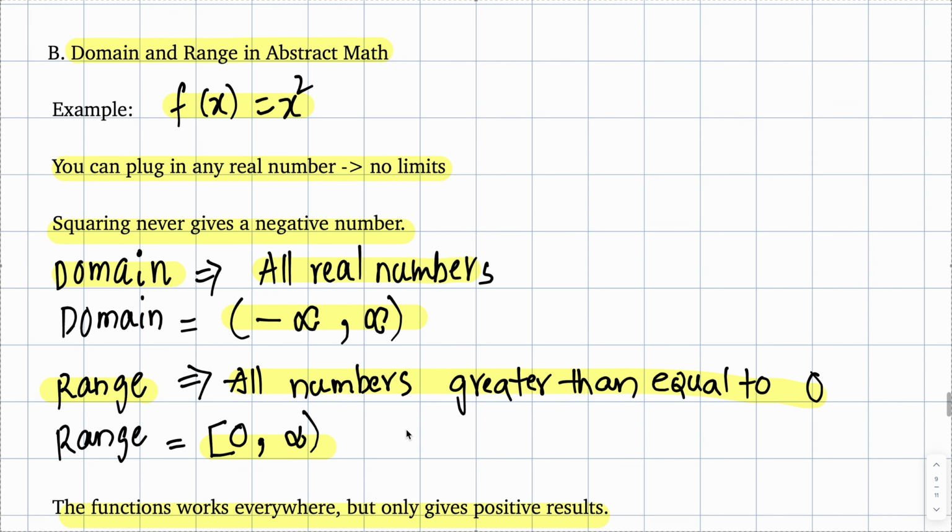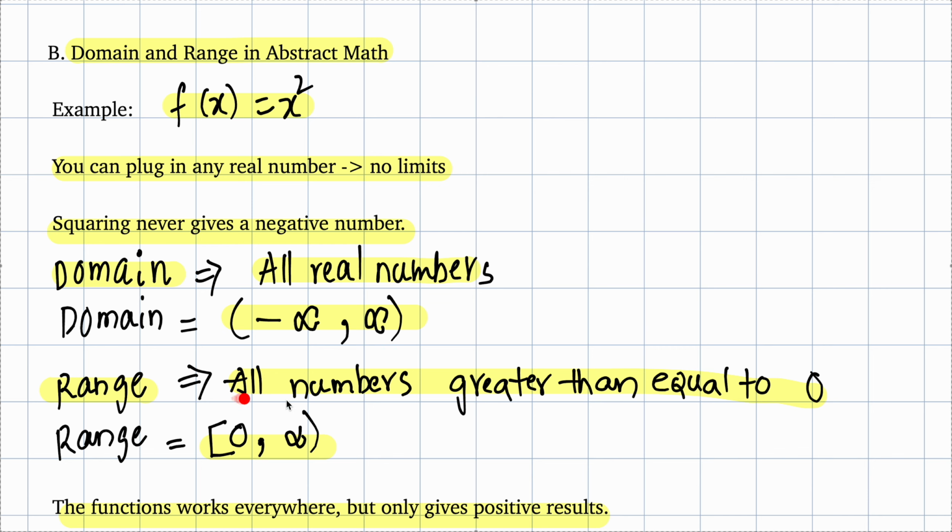Domain and range in abstract math. Let's say f of x equal to x squared. Here, we can plug in any real number. There's no limits. But squaring never gives any negative numbers. So the domain is all real numbers, or from negative infinity to infinity.